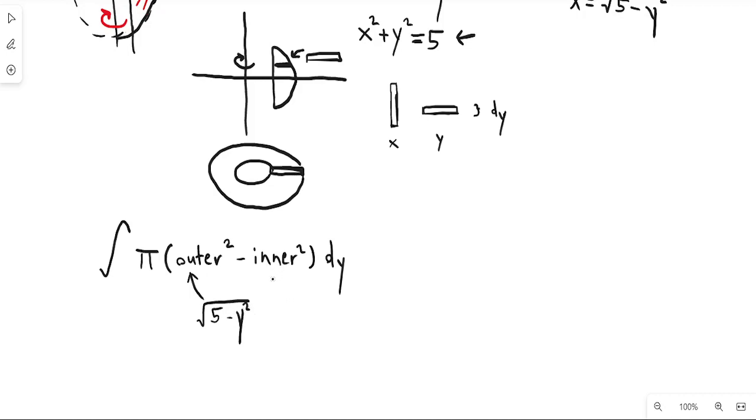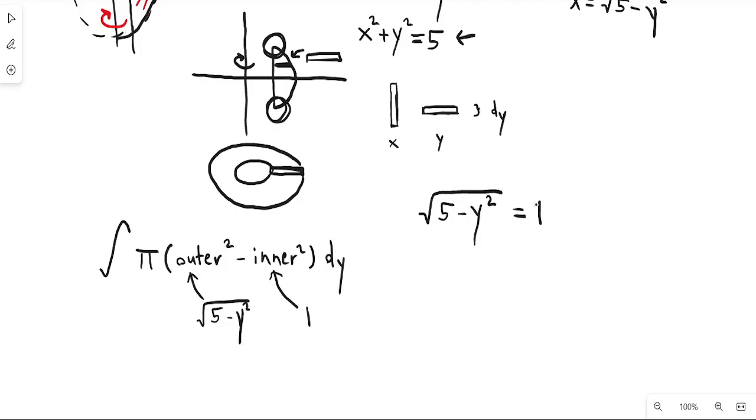And then my inner is going to be whichever one was further in, so that was just 1. Okay. So now we're almost ready to do our integral here. We just need to find the bounds, right? And so to find the bounds, we just need to find where these two guys are intersecting. So we need to find the intersection between square root of 5 minus y squared and then x equals 1.